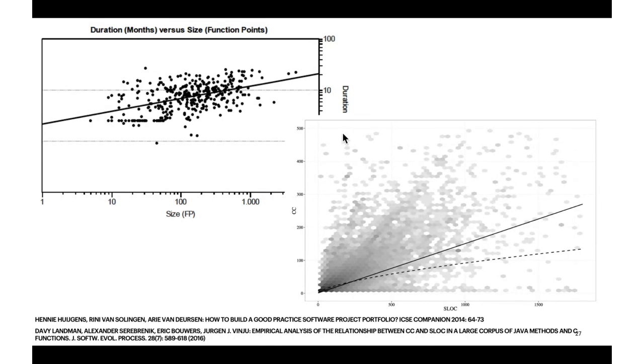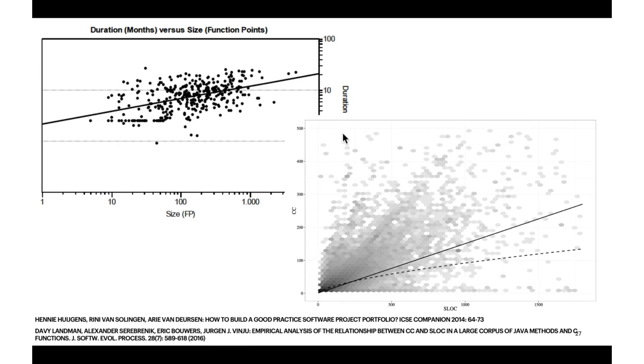On the left, we see a scatter plot showing the amount of functionality in the system on the x-axis. For those of you who have taken software evolution, this is what we call function points. On the y-axis of the left image is the duration of the project in months. Again, please notice the logarithmic scale on both axes.